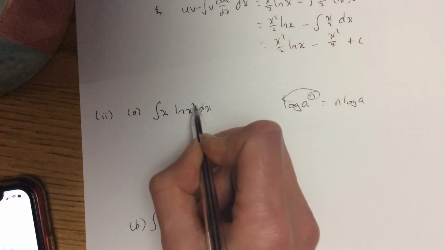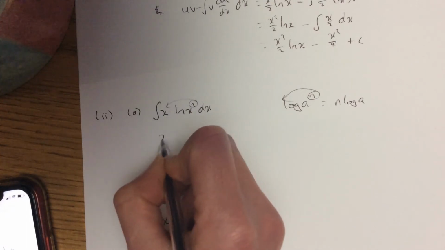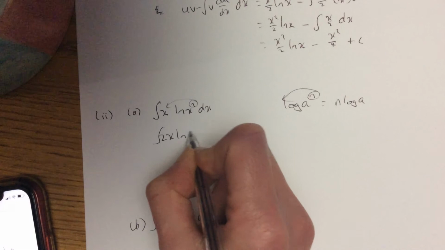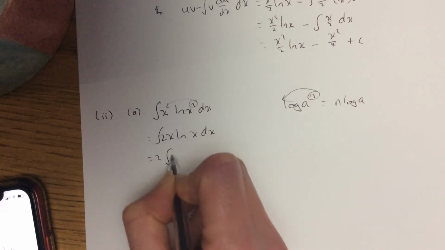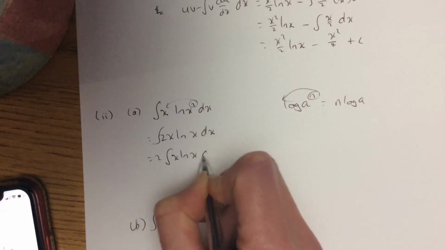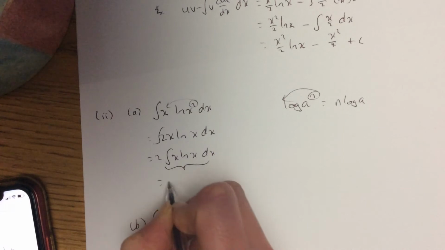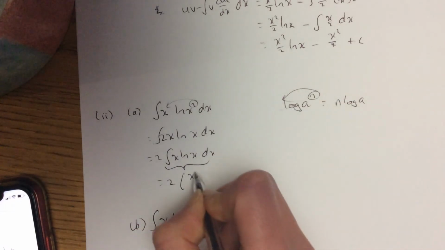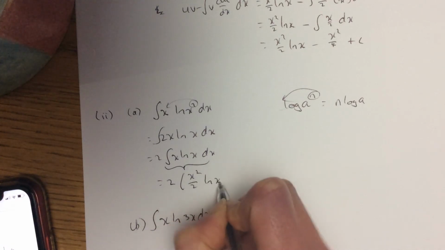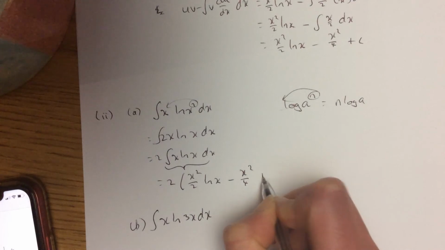What I'm going to do here is I'm going to bring this power forward. So it's 2x log x dx. I could just put that 2 through the integral sign, and all of a sudden I have got my part 1, and your answer to part 1 was up there. x squared over 2 log x minus x squared over 4 plus c.